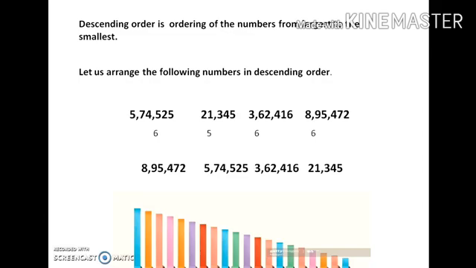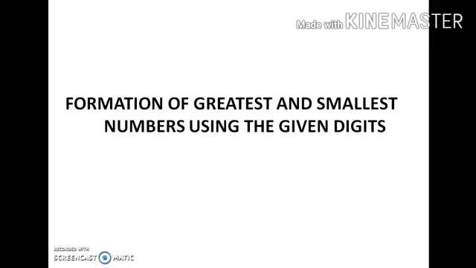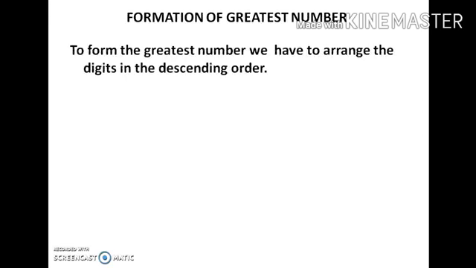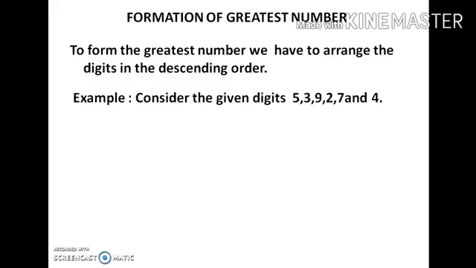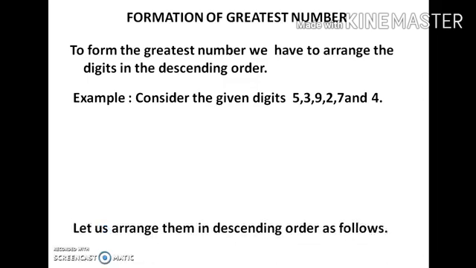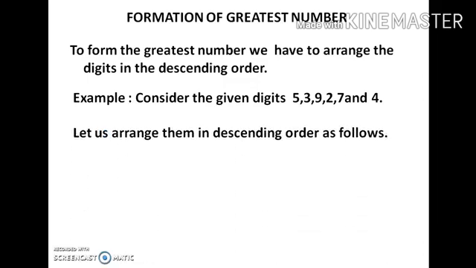Children, I hope you understood how to write the numbers in ascending and descending order now. Now let us learn how to form the greatest and smallest numbers using the given digits. Now first let us learn how to form the greatest number. To form the greatest number, we have to arrange the digits in the descending order. Now let us consider the given digits 5, 3, 9, 2, 7 and 4. Let us arrange them in descending order.